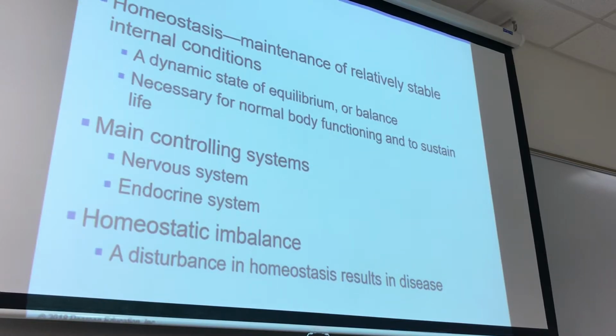And homeostasis is simply defined as the maintenance of a relatively stable internal condition, which is a very bland and broad definition. Another way of putting it is that our body has a series of normals, and we need to maintain those normals in order for us to survive. What's normal body temperature?